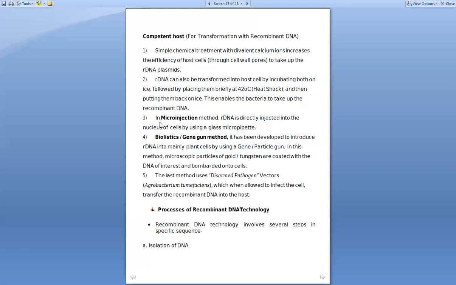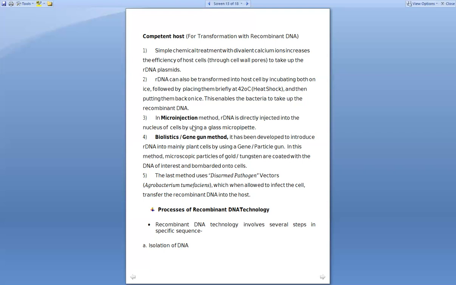A third type is the micro injection method, right? In the micro injection method, the rDNA is directly injected into the nucleus of the cell by using a glass micropipette, right? You already know micro injection, right?